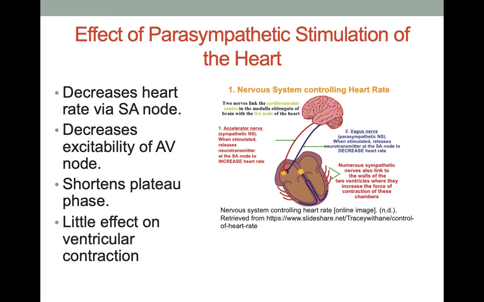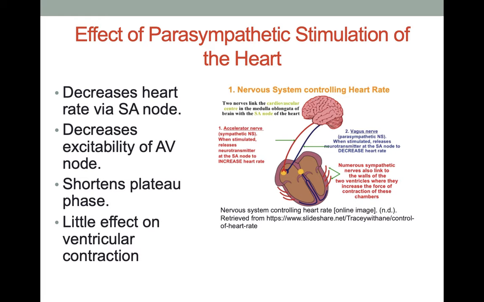Now, the parasympathetic system has little effect on ventricular contraction because there are not as many connections between this system and the ventricles. So basically, the parasympathetic system is more in control during times at rest. So the heart is going to beat less rapidly. The time between atrial and ventricular contractions is going to be stretched out a little, and the atrial contractions are going to be weaker.